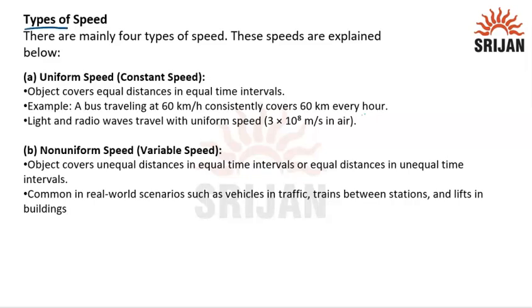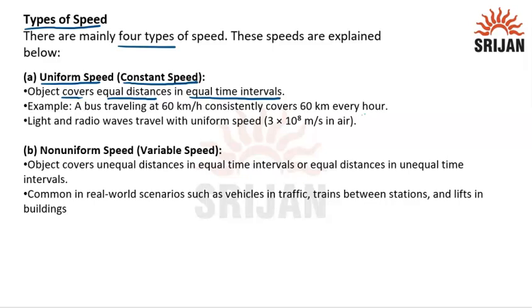Next, there are different types of speeds. There are 4 types of speed that we mainly have. The first is the uniform speed, or we can say the constant speed. Uniform means constant. So when an object covers equal distance in equal intervals of time, we can say that it is a case of uniform motion, in which an object covers equal distance in equal intervals of time. We can say that the object has uniform speed or constant speed.